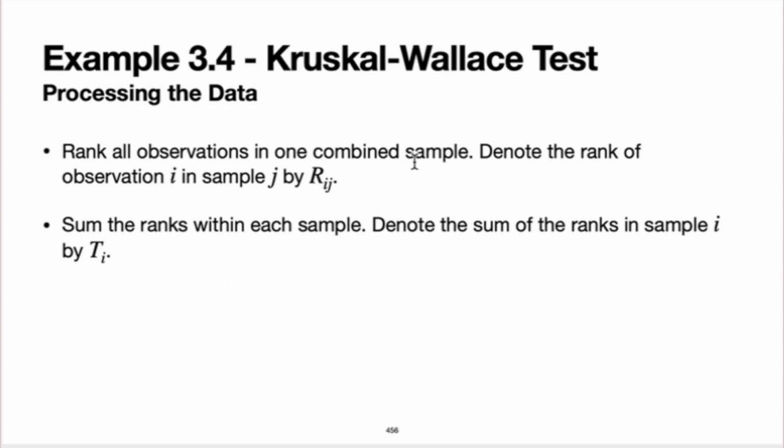Then we've got this notation that we need to keep track of: the rank of the jth observation within the ith sample. Once we have assigned the ranks to the observations in the combined sample, we can think about separating those samples back out, and the samples take with them the ranks of those observations. Now the ranks become the data. The first step, once we separate the samples back out, is to sum the ranks within each sample. We will denote the sum of the ranks in sample i by T sub i, where i is going from 1 up to k.